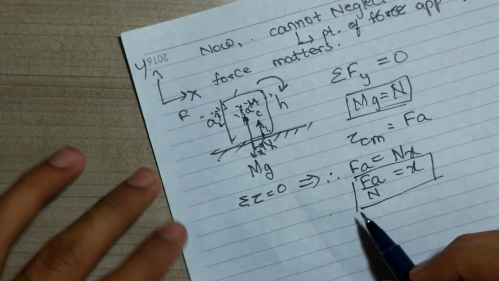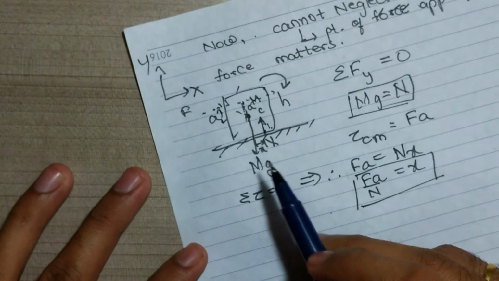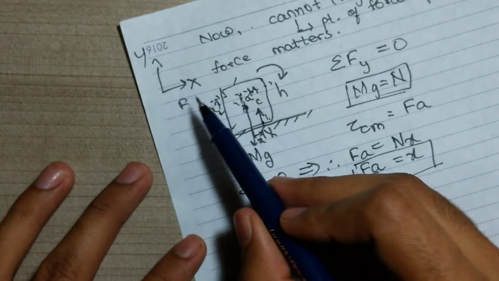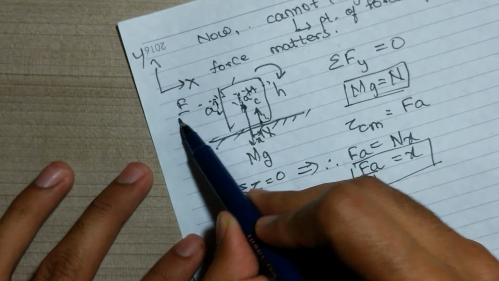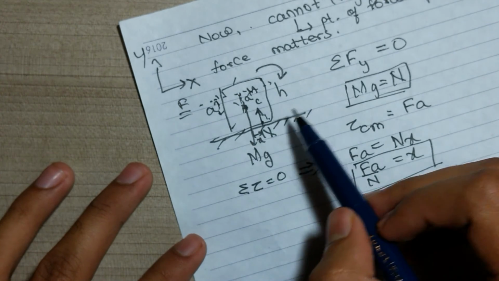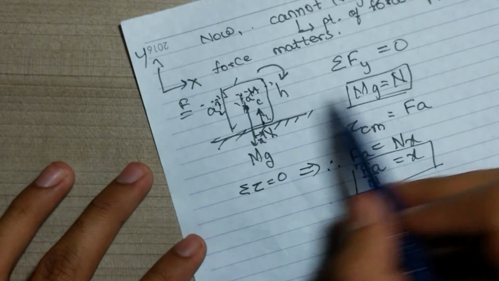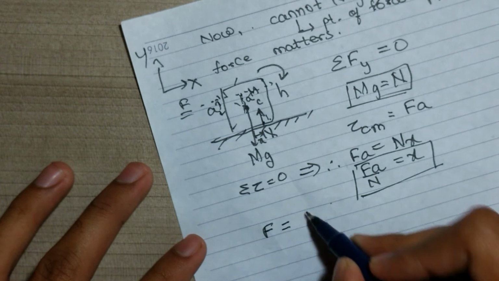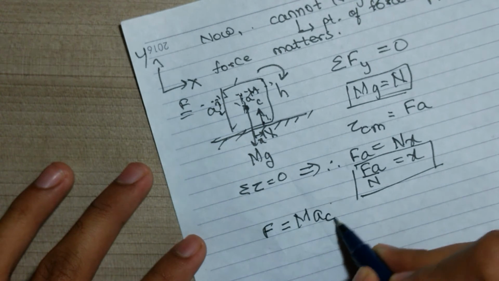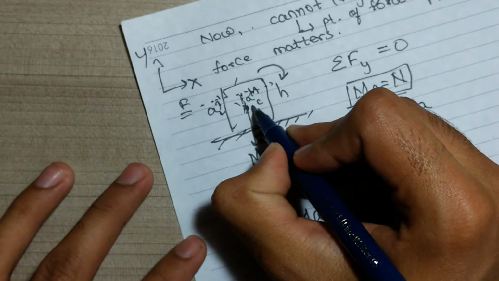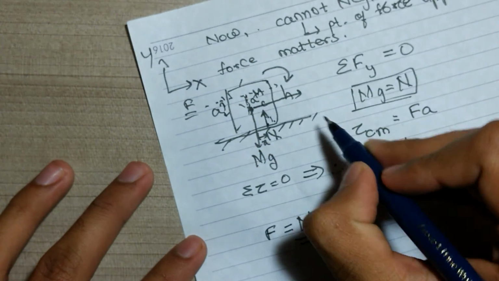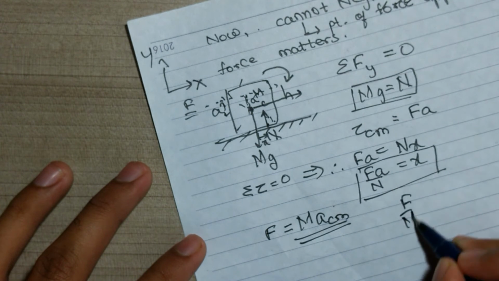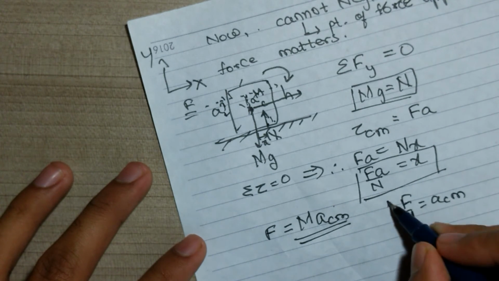Now we want to know the maximum force which can be applied so that the block doesn't topple. Bear in mind that as there is a net force in the horizontal direction, according to Newton's laws of motion, this block will always move with an acceleration where F is equal to M into the acceleration of the center of mass. So the center of mass will accelerate in the horizontal direction with acceleration F upon capital M.